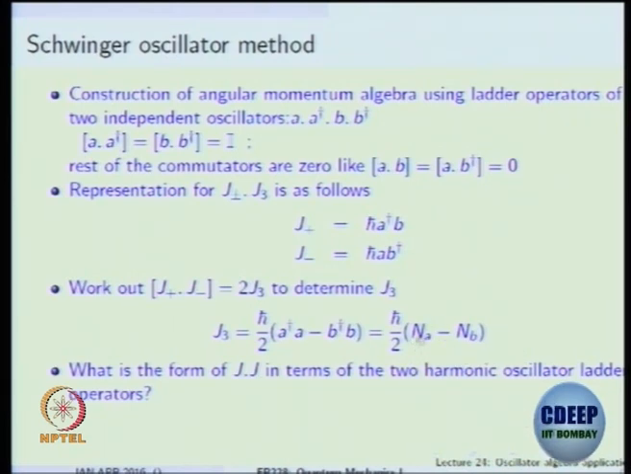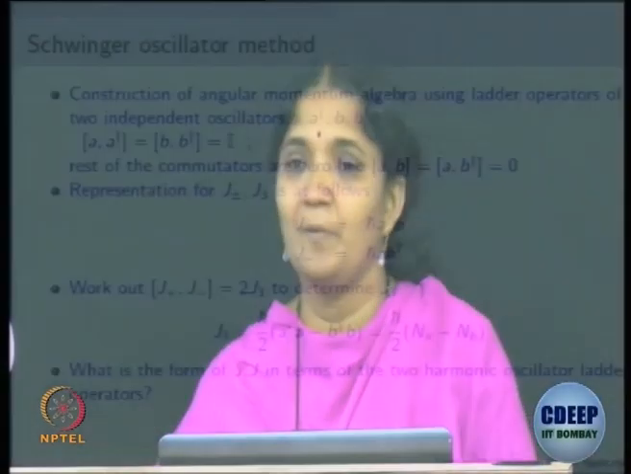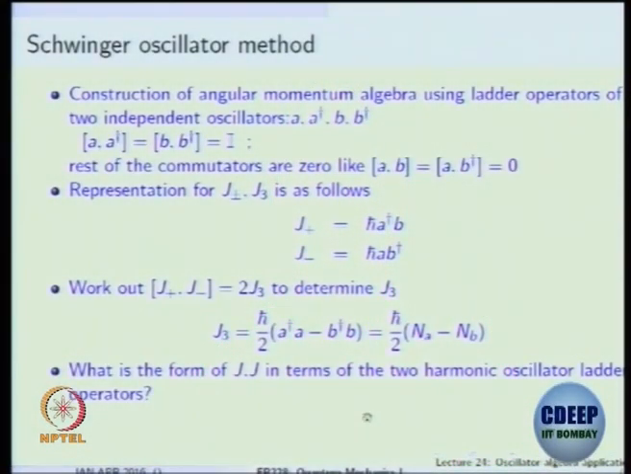Na is the number operator for the harmonic oscillator with ladder operators A and A dagger. So Na is nothing but A dagger A. Nb is for the harmonic oscillator with ladder operators B and B dagger. I am not bothered about the frequencies of the two oscillators. I am more interested in constructing the angular momentum algebra in terms of the two harmonic oscillator ladder operators. Is it okay? So please work this out, J dot J, and tell me what you get.